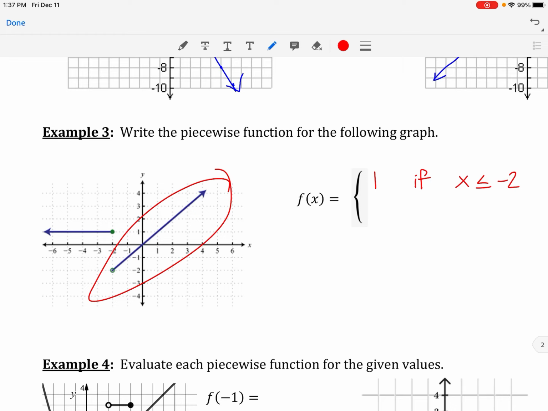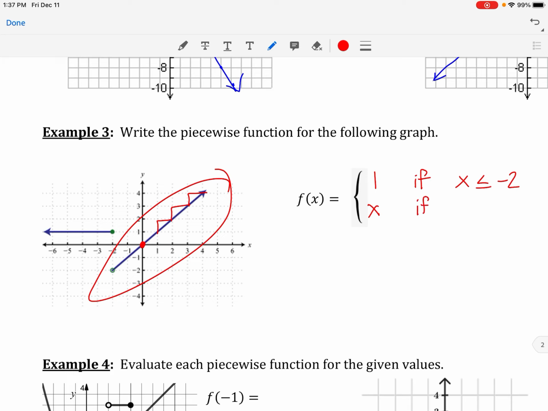Okay, this is linear, so let's think mx plus b. So y equals mx plus b. Let's look at the slope. So slope looks like it's just 1 over 1. So we have 1x, or just x. And then b is our y-intercept, which looks like it's just going to be 0. So we can put a +0 or just leave it.